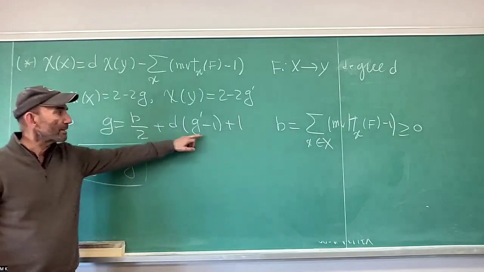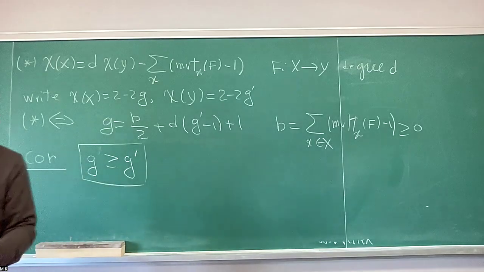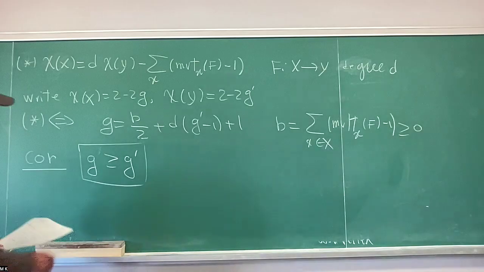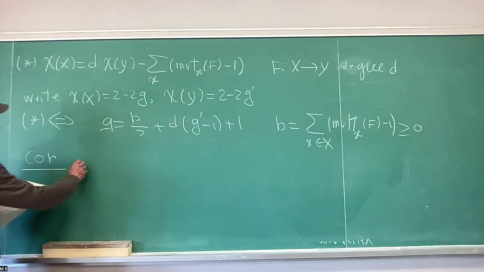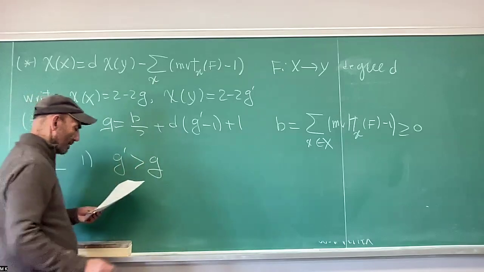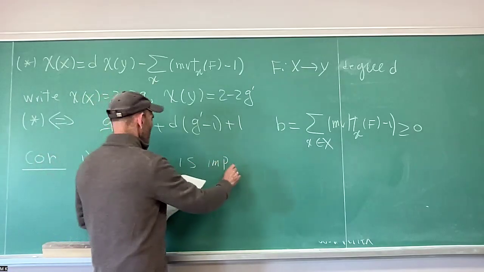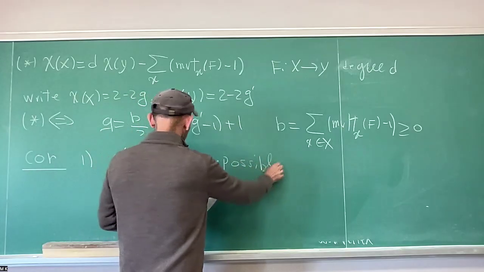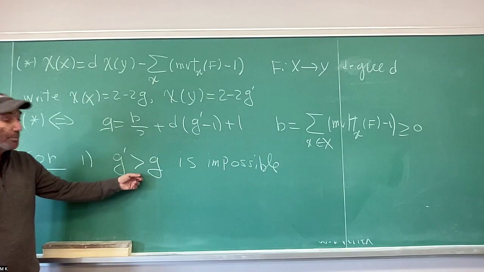Oh, you're worrying about this? Minus D. Yes. So what I say is that G prime bigger than G is impossible. So maybe I write it like this: G prime bigger than G is impossible, i.e. G should be bigger than or equal to G prime.